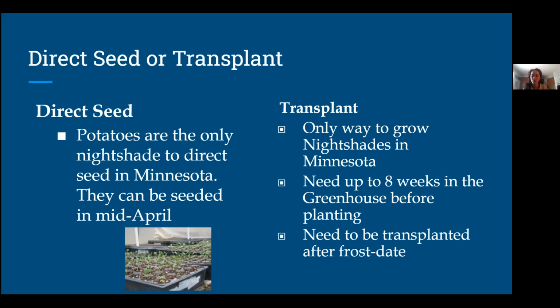They will need to be transplanted after the frost date. So usually I would say transplant in May. It's very unpredictable in May. Sometimes you'll get a snow Memorial Day weekend or the last week of May. So it's safest to transplant in June, the first week of June.